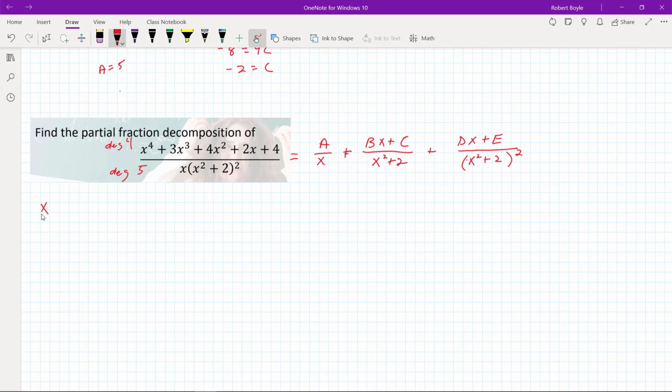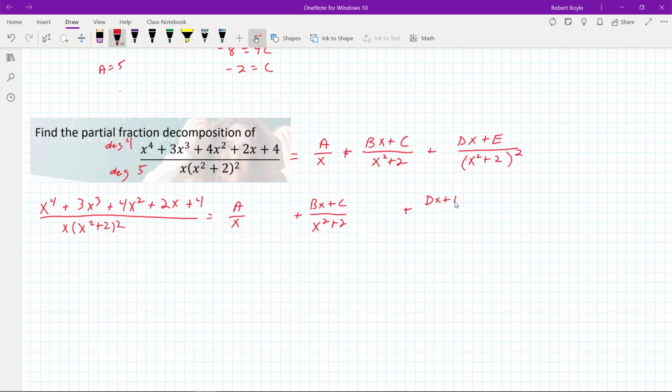Okay, so let's go ahead and rewrite this down here. We are going to have x to the fourth plus 3x cubed plus 4x squared plus 2x plus 4 divided by x times the quantity x squared plus 2 squared, and that's going to be equal to a over x plus bx plus c divided by x squared plus 2 plus dx plus e divided by x squared plus 2, the entire thing squared.